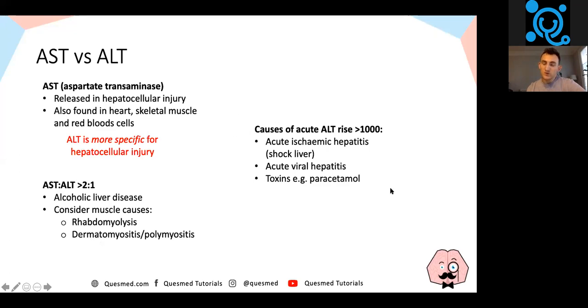Another thing I wanted to mention on this slide is that the ALT can get really, really high in some cases. When the ALT is above 1,000, if you ever see that in clinical practice, that tends to be due to one of three reasons. It's either acute ischemic hepatitis, so if someone has significant septic shock, they often get an acute ischemic hepatitis following that; acute viral hepatitis; or toxins, such as paracetamol. These are the main three things that cause an acute rise in your ALT above 1,000.